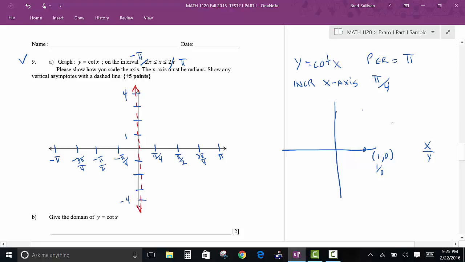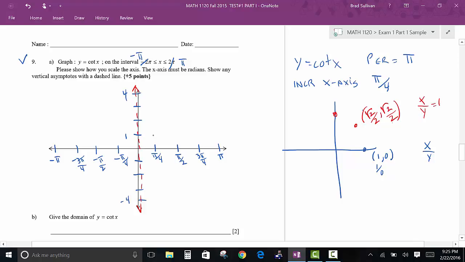Now we just go around this and kind of get our key points on there. So if you went to pi over 4 on a unit circle, it has the point square root of 2 over 2, square root of 2 over 2. So if you worked out x over y on this, you would get 1.